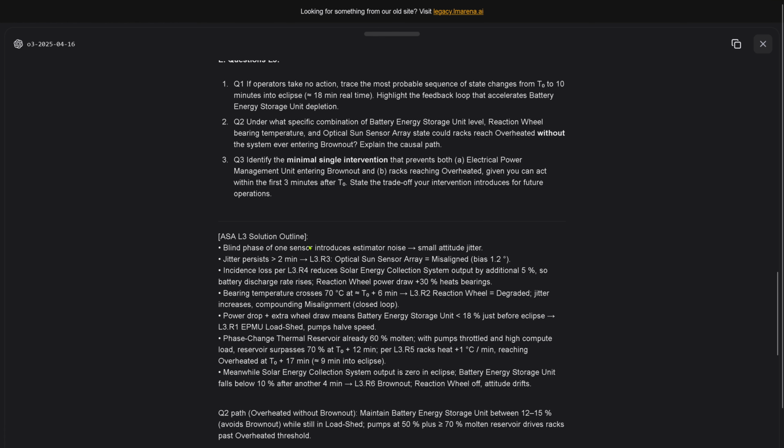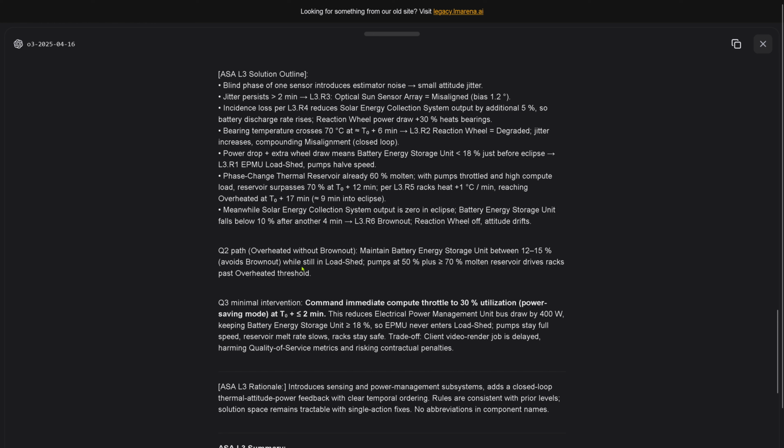And we have here a solution outline. Please read it yourself, because it gets a little bit complicated. And then for question 2, we have a solution path, and for question 3, a minimal intervention. So it can still find solutions to keep the system up and running, and it is trying to bring it back to normal. But will it succeed?